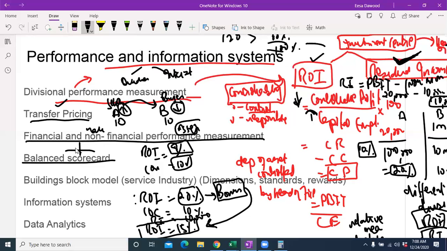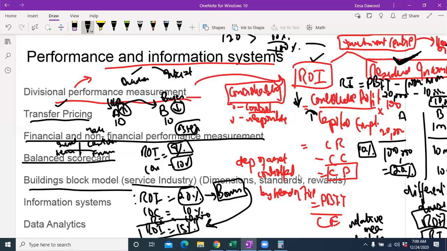So in order to make managers accountable for multiple factors, there are four perspectives in which their performance appraisal is done. One is the internal factor. The other is the customer perspective, then the financial perspective, then the learning and growth perspective. Then there's another model known as the balanced scorecard. It is used for the service industry.